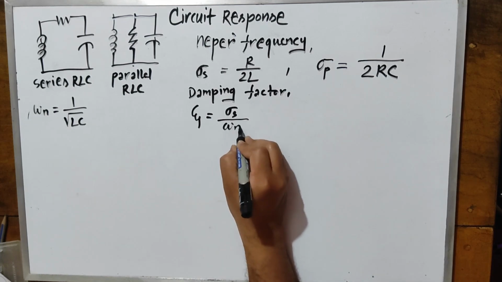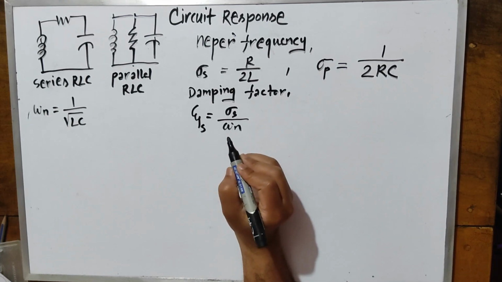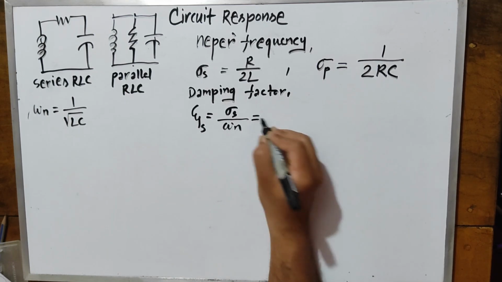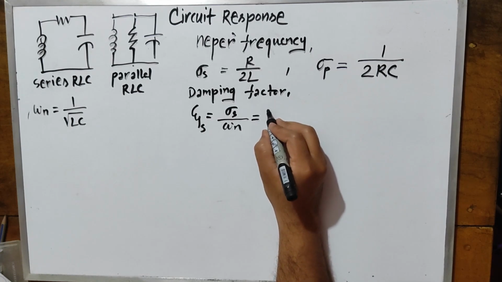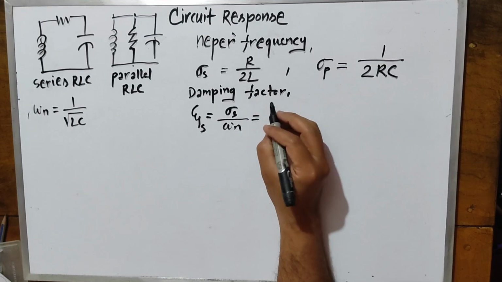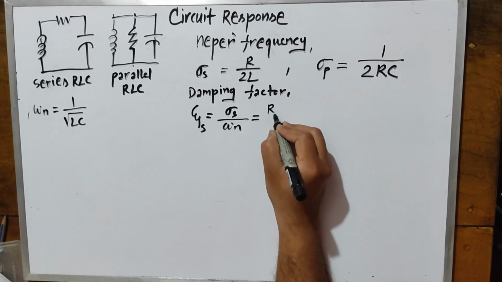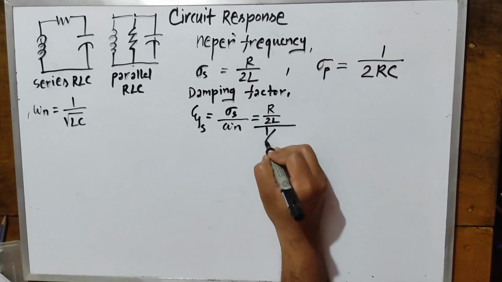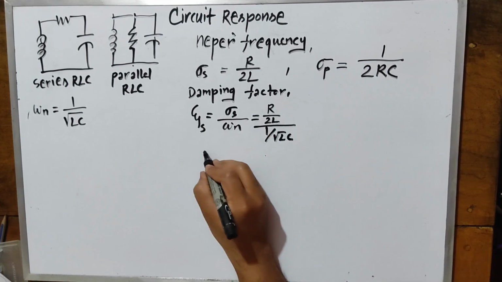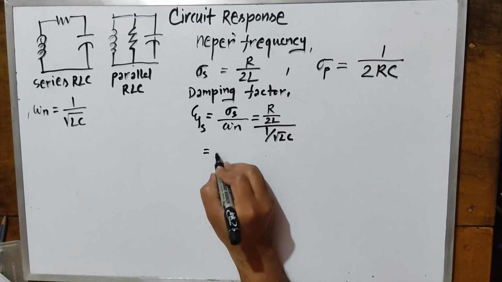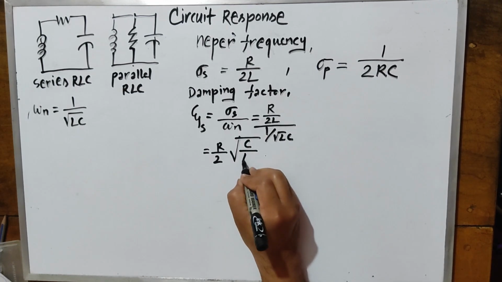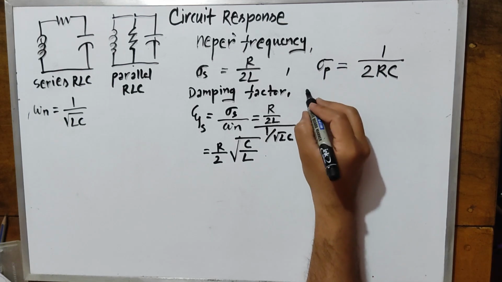So omega n, for the series RLC circuit, the damping factor is, if I take the values, R by 2L by 1 by root LC, which is R by 2 root over C by L.